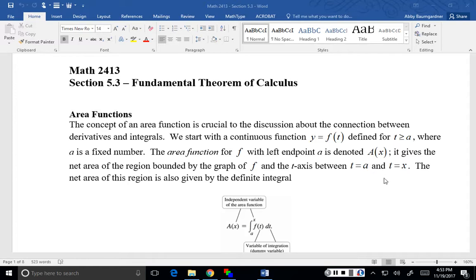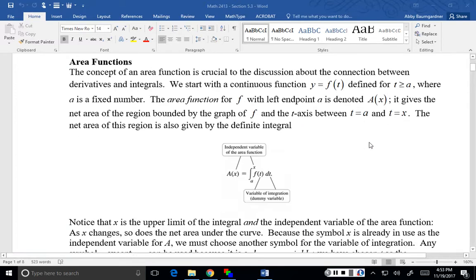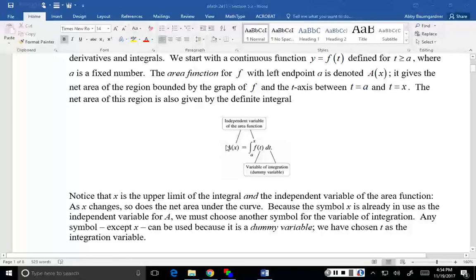That same net area, we already know, is related to the definite integral. So we are now formally connecting that net area and the definite integral here. The independent variable of the area function, A of x, is also serving as your upper bound. And notice that you have a variable of integration that is not x, it's just some dummy variable. Anything that isn't x would have sufficed. We just don't want to reuse x since we're already using it elsewhere in the problem.